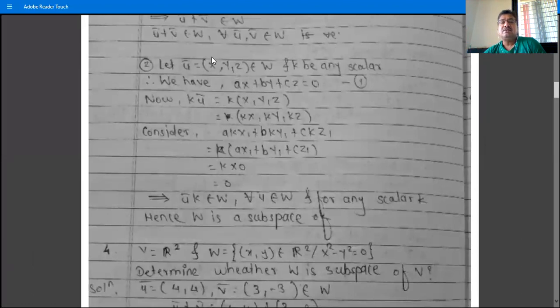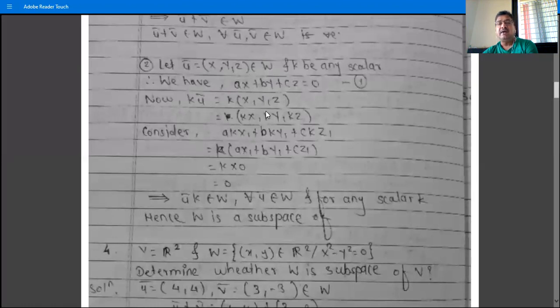Then as x, y, z belong to W, we have ax plus by plus cz is equal to 0. Suppose this is equation number 1, because this x, y, z is an element of W, which means it satisfies the condition. Then consider k into u bar, which is k times (x, y, z), equal to (kx, ky, kz). This is by using the definition of scalar multiplication.